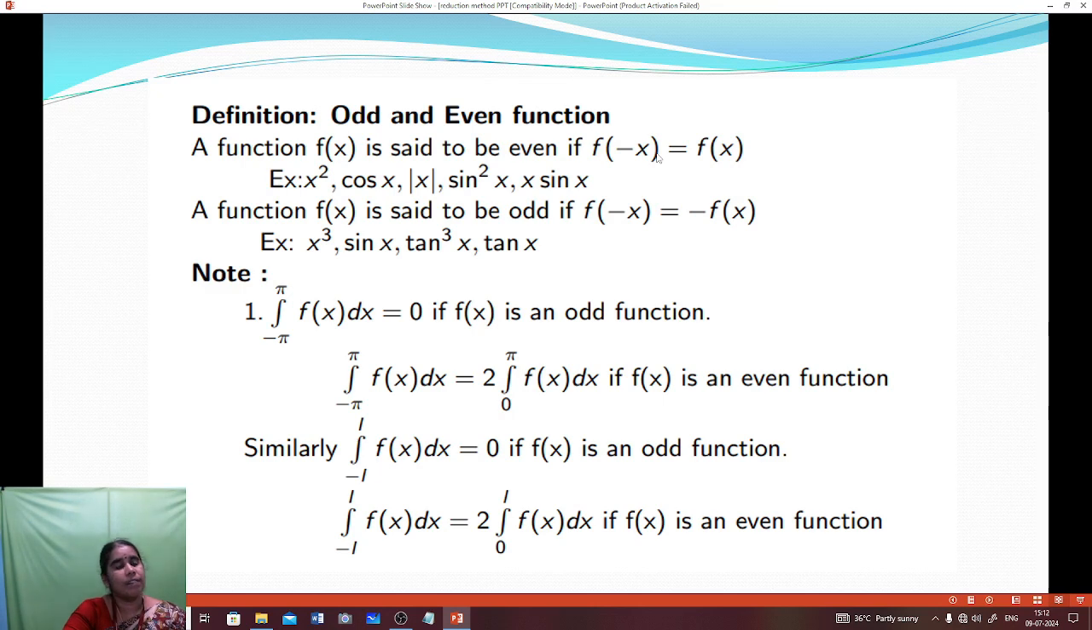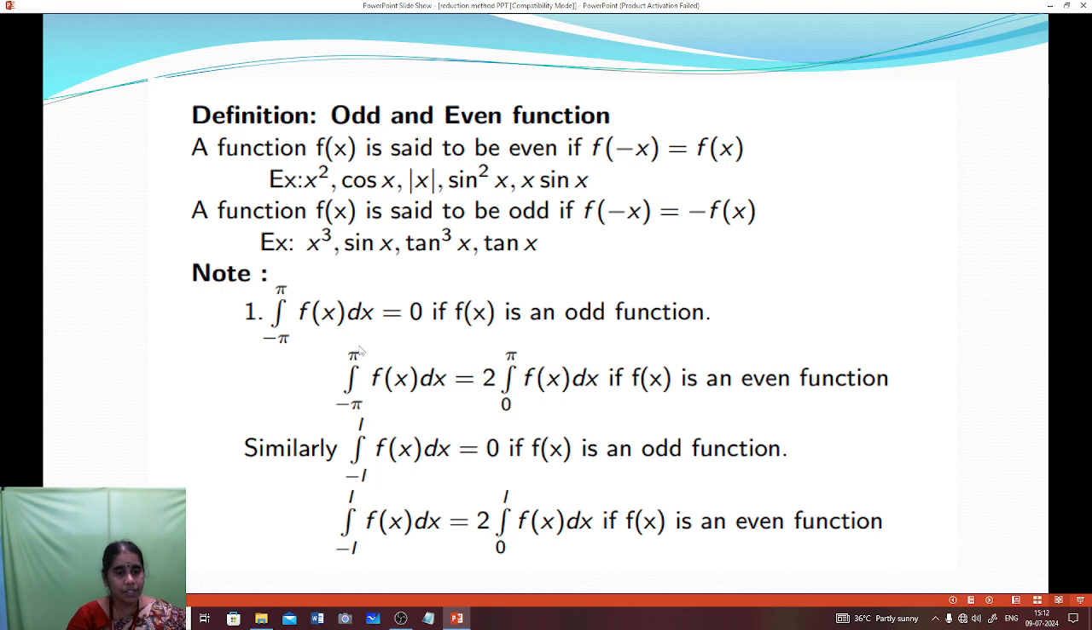For an even function, we have examples such as x square, cos x, x sin x, etc. For an odd function, we have examples such as x cube, sin x, tan x, etc. These are some of the examples for even and odd functions. Next, some simple notes. For an odd function, the integral from minus pi to plus pi of f of x takes the value 0. If it is an even function, then this takes the value 2 times the integral from 0 to pi. For an odd function, no need to find minus pi to plus pi, the integration will take the value 0.